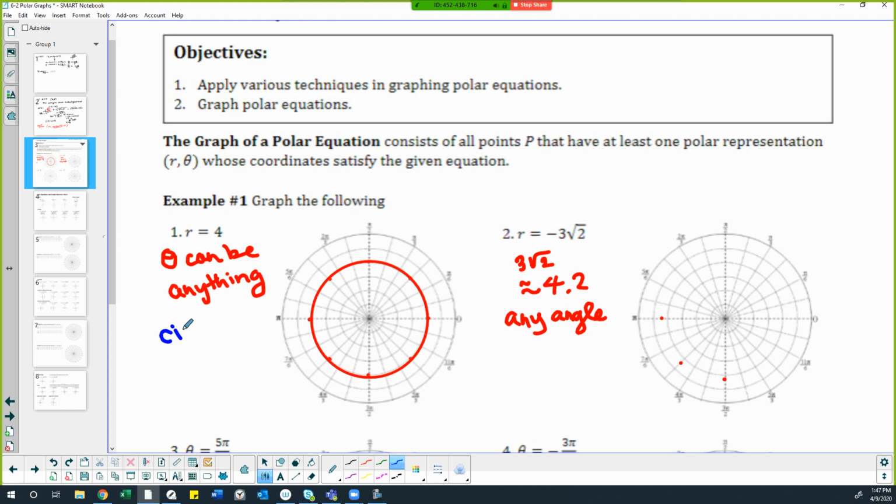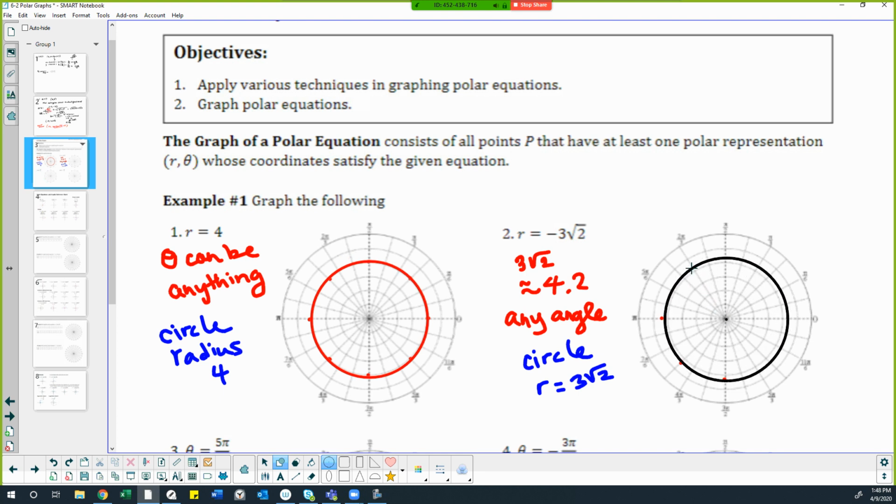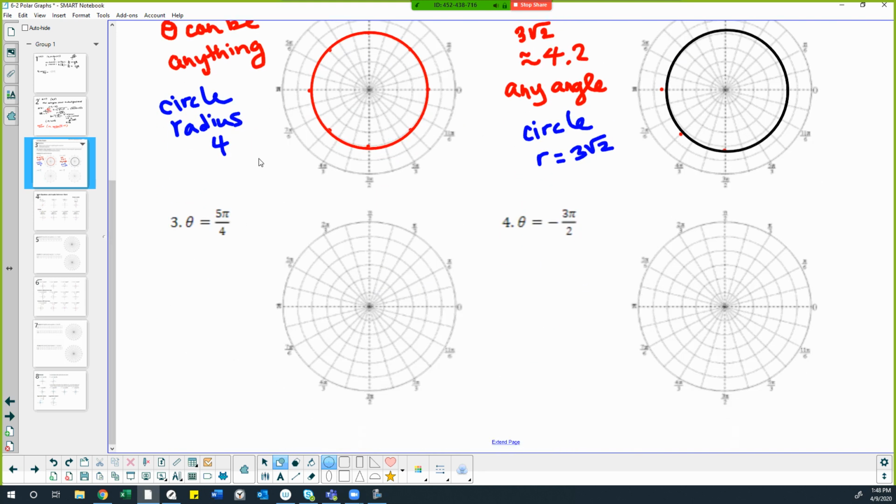So this is a circle with radius 4. And this one's a circle with a radius of 3 square root 2. Okay, so those are pretty easy. Questions on those? See if I can sketch a circle here. Okay, I was holding a button on my pen and it was reacting weird. There we go. Okay, next let's look at what if theta is a specific number.